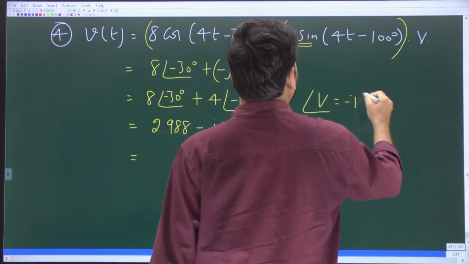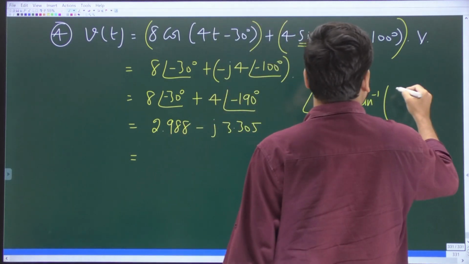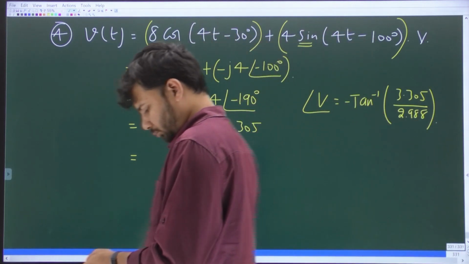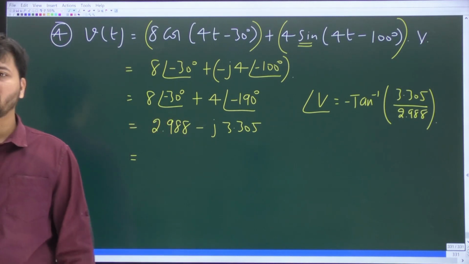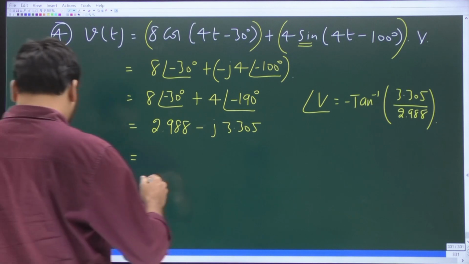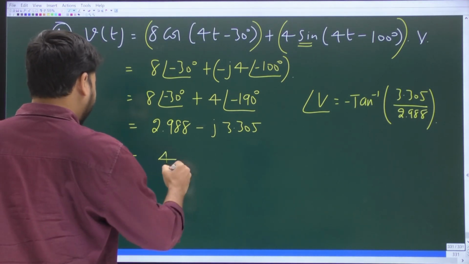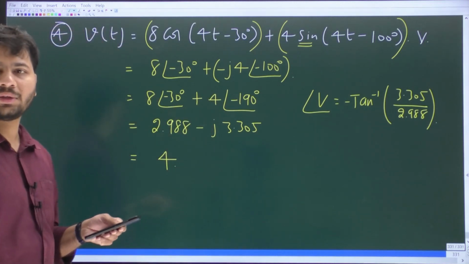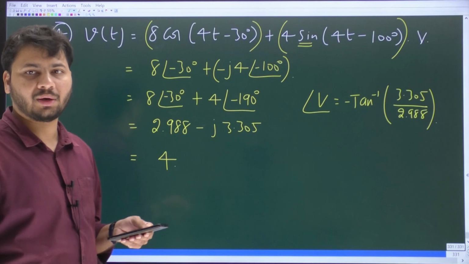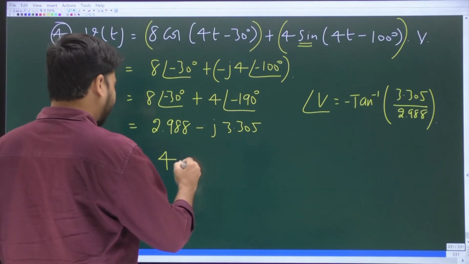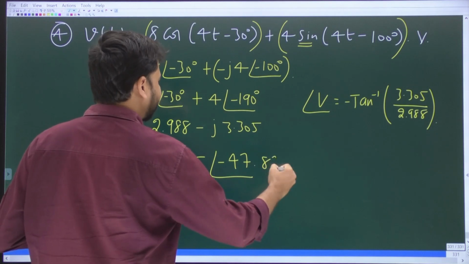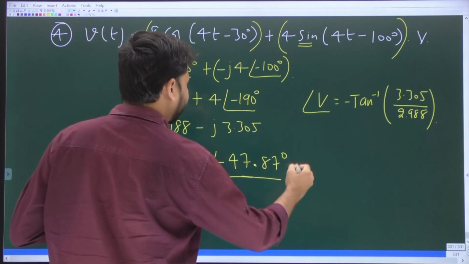So the angle of V would be minus tan inverse 3.305 divided by 2.988. Minus 47.88 degrees, that is the angle. Very good. Okay, so now we have the final thing. Magnitude, how do you find the magnitude? Square root of real square plus imaginary square. Square root of 2.988 squared plus 3.305 squared will give you the magnitude. And that magnitude is 4.45, followed by the phase angle, which is minus 47.87 degrees, units volts. Okay.